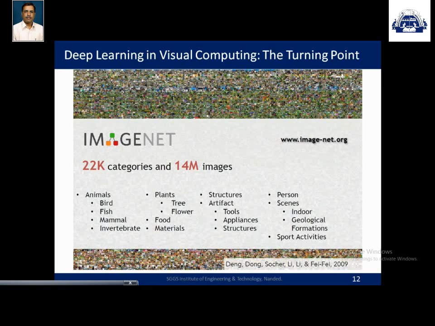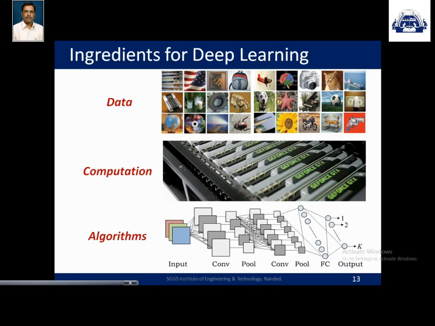There are basically three ingredients required in the field of deep learning. That is, a huge amount of data is required, which will be collected through the internet. Then high-level computational engines will be required to train the neural network, and newer algorithms will be required so that these can be trained in a shorter duration.